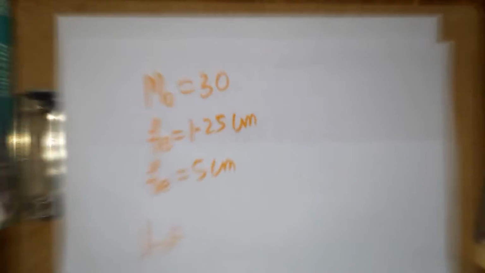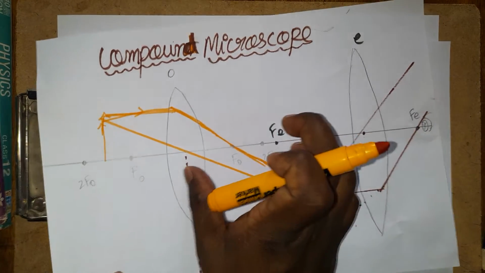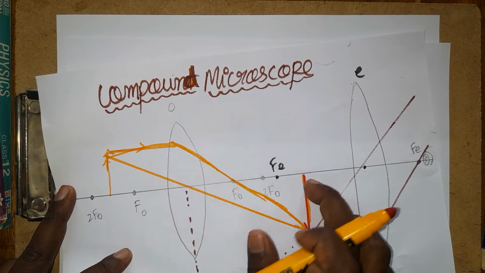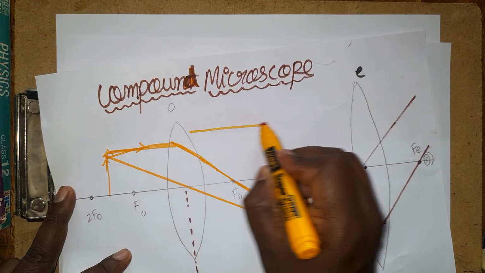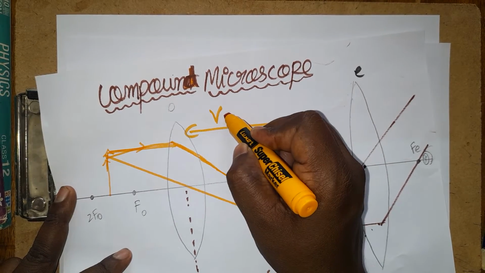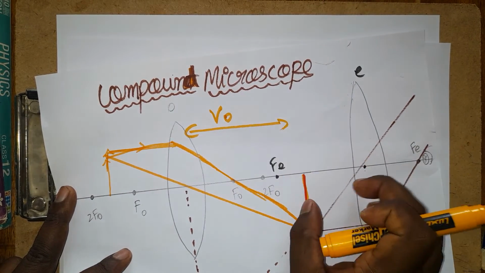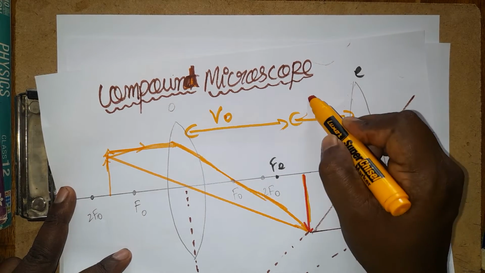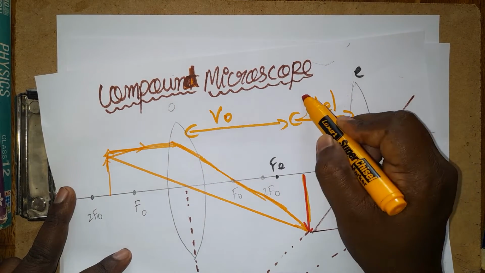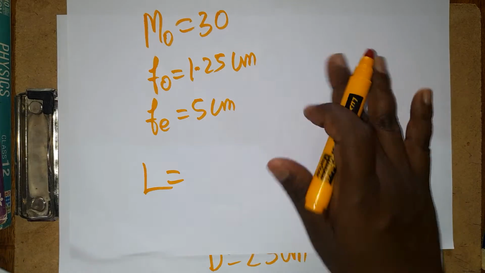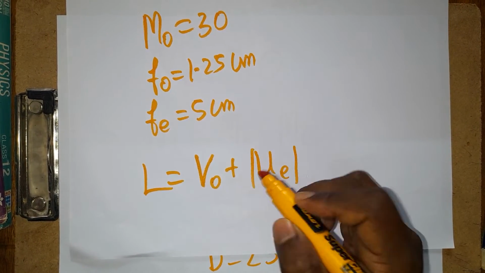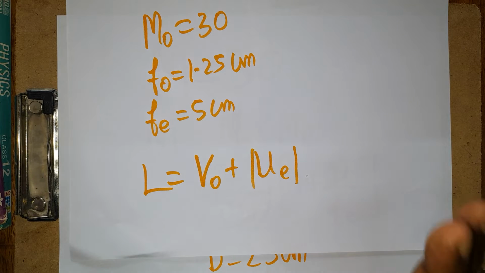If you want the length of the microscope, you have to add this distance plus this distance. What is this distance? The image formed by the objective lens, that is called VO. What is this distance? The object distance for the eye lens, that is called UE. Even if you get it negative, you should take it positive. So VO plus modulus of UE. Even the sign convention need not be followed, you can directly add the values.